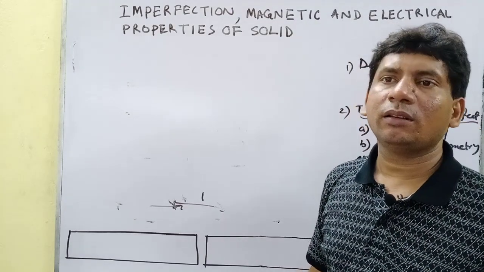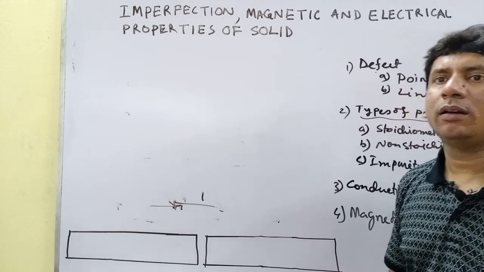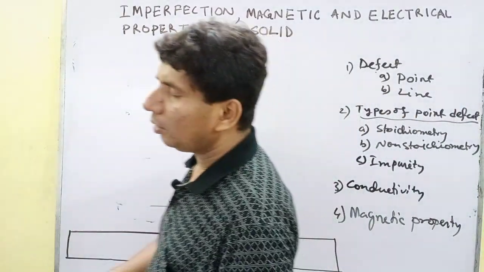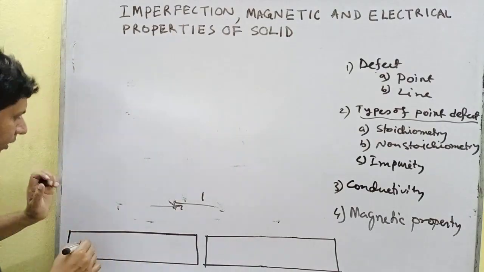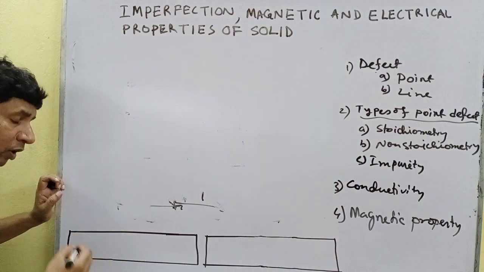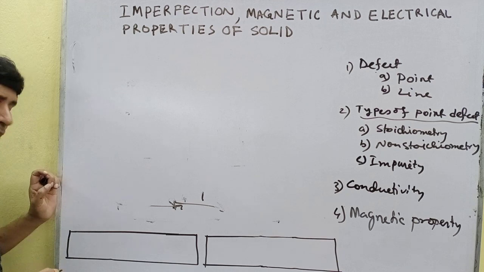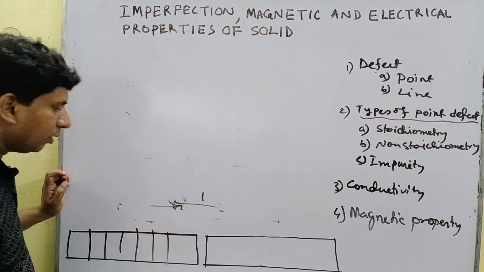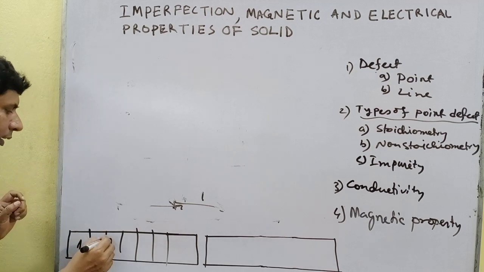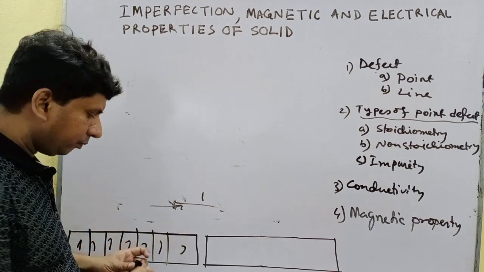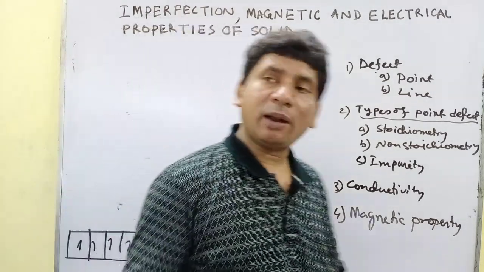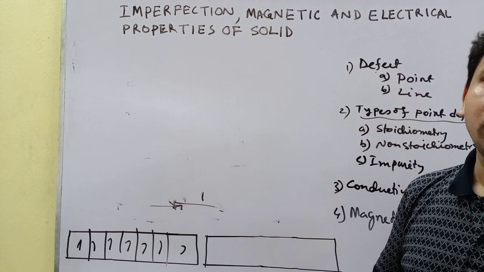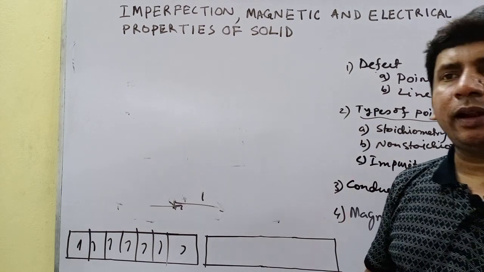Paramagnetic substances are substances that are weakly attracted by a magnetic field. Paramagnetic means when a substance is weakly attracted by a magnetic field, if there is an electron, and paramagnetic substances contain unpaired electrons, okay, must have an unpaired electron.